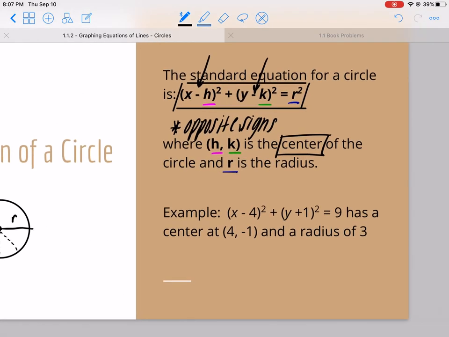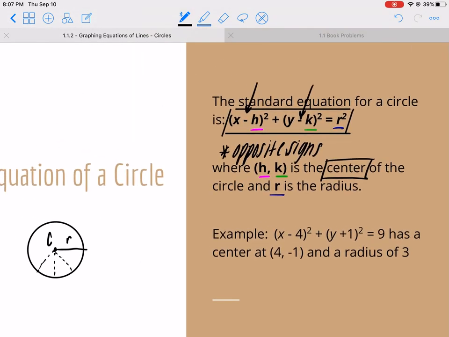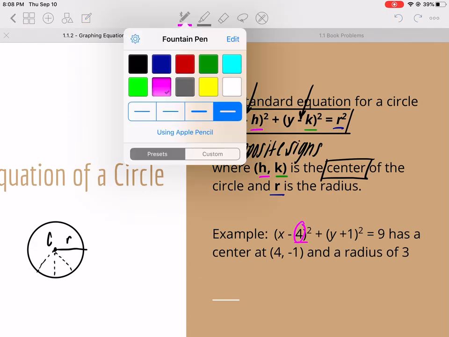Okay, so let's look at this example. We've got x minus 4 squared plus y plus 1 squared equals 9. So if I look and identify h is positive 4, so opposite sign because it's a minus right there.